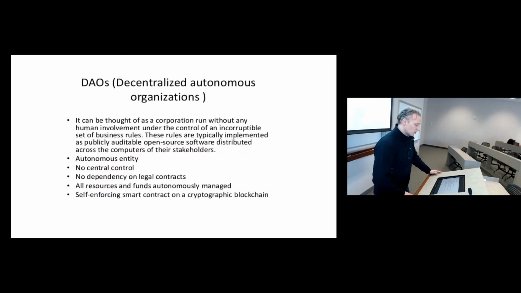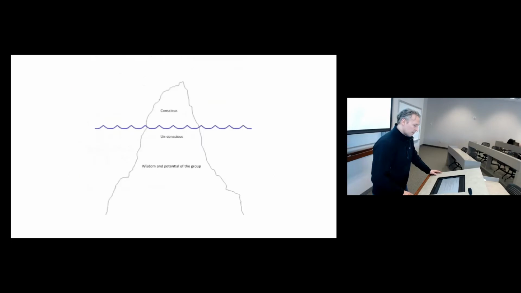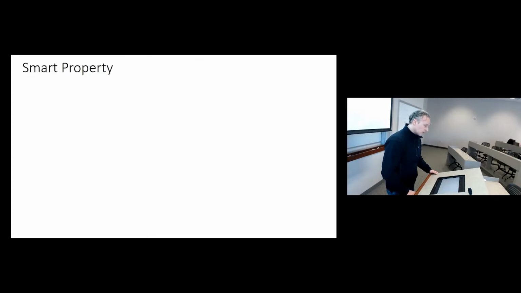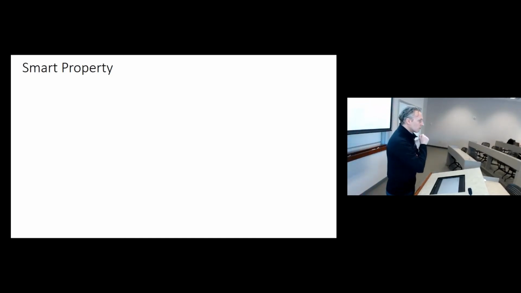We all understand how the DAO works. We understand Vitalik's role in this. Okay, so we understand that we're talking really about the wisdom and potential of the group as a core solution for business problems. We talked about healthcare data. I really want to talk about smart property to give you a sense of what's coming. What is smart property? And it goes hand in hand with our tokenization discussion.